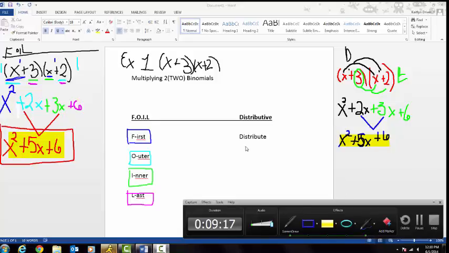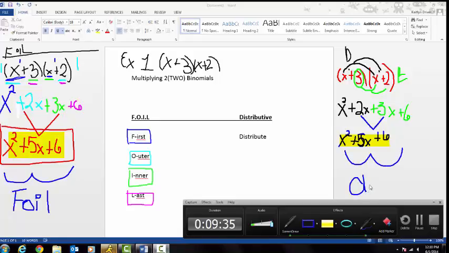Okay. So those are your answers. This side over here is when you use foil. Now I always use foil because that's just how she taught us. This side over here is your distributive property.